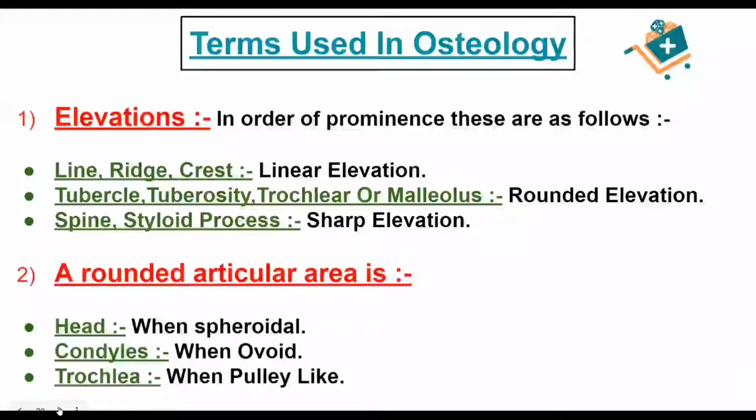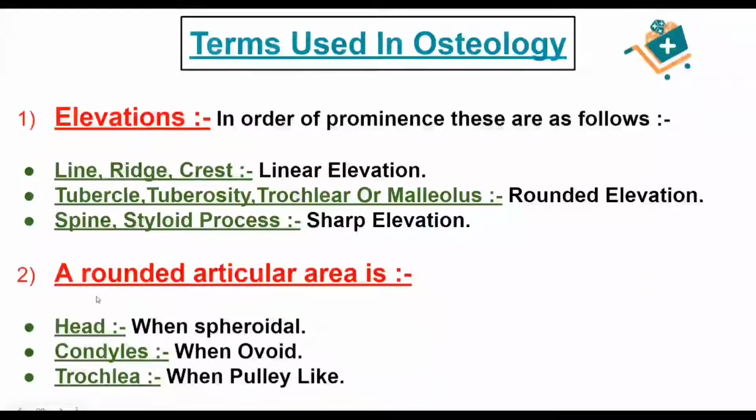After that, spine or styloid process. When there is a sharp elevation, then that thing is called spine or styloid process. Styloid process is present in some specific bones, like in the fibula, there is a styloid process, and in the radius, there is a styloid process. So it's a sharp elevation. And then a rounded area, that is called a head.